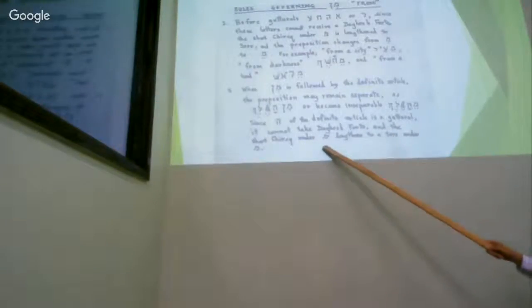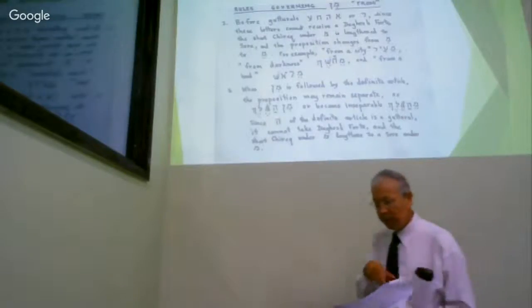When a guttural letter follows the min, then the hiriq has to change to a tsere. Since the he of the definite article is a guttural, it cannot take dagesh forte, and the short hiriq under the mem lengthens to a tsere under the mem.